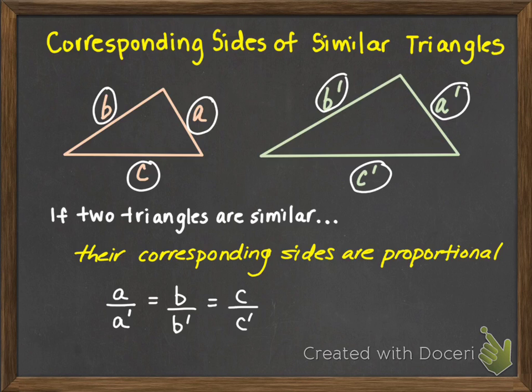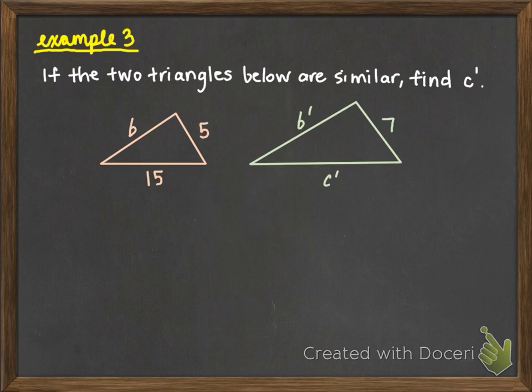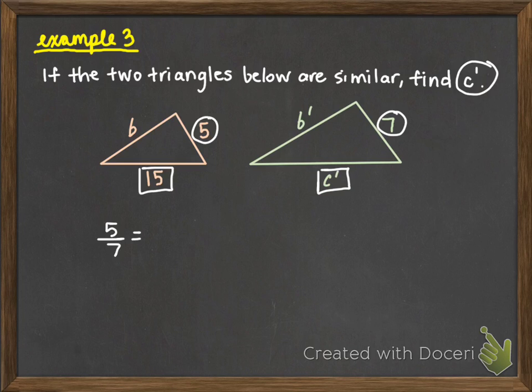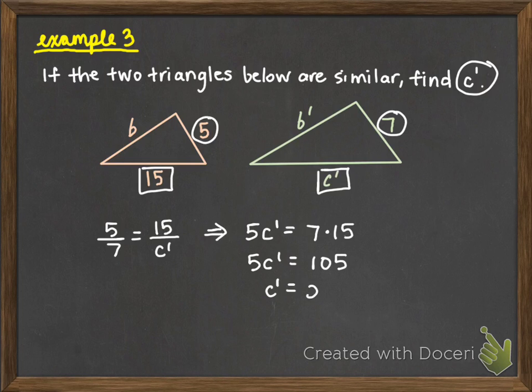So let's use this fact to determine the length of a side that's maybe missing given two similar triangles. In this example, we know that these two triangles are similar, and we want to find C prime. So we have that here 5 is going to correspond to 7. So we have 5 over 7, and we're trying to find C prime, and that's going to correspond to 15. So 5 over 7 is going to correspond to 15 over C prime. Now to solve for C prime, I'm going to cross multiply. That's going to give me 5 times C prime is equal to 7 times 15. Simplifying, I'm going to get 5C prime is equal to 105. And when I divide both sides by 5, I'll get that C prime is equal to 21.